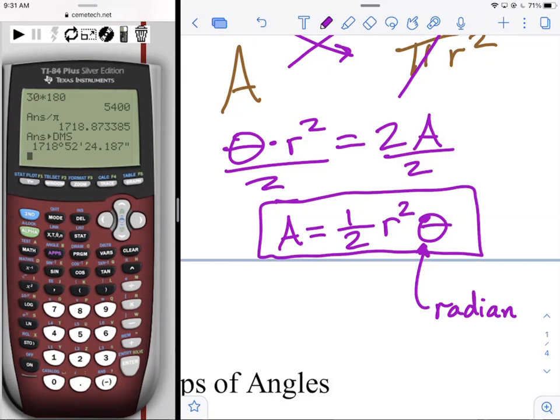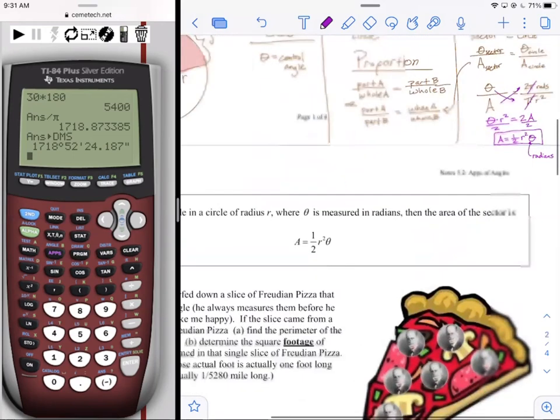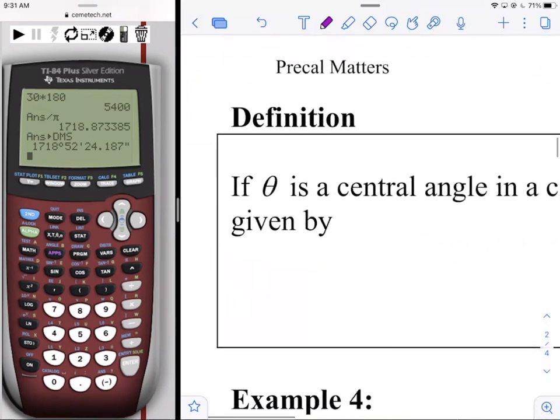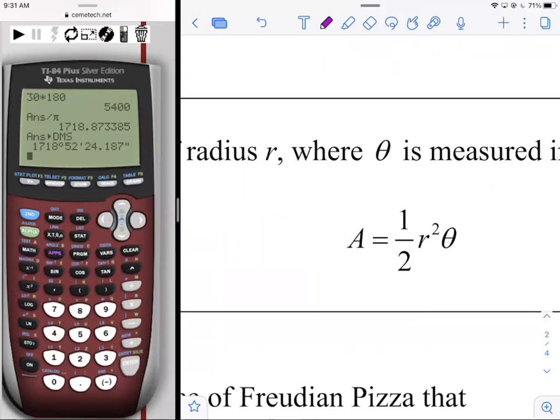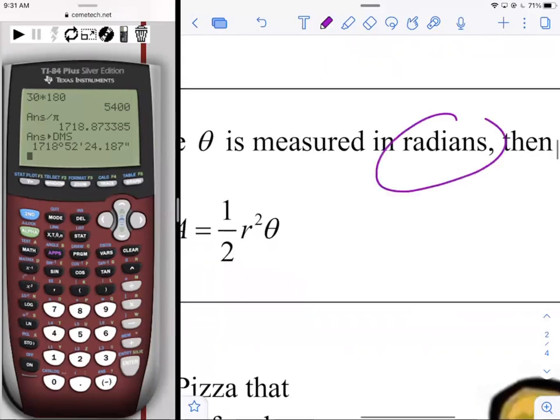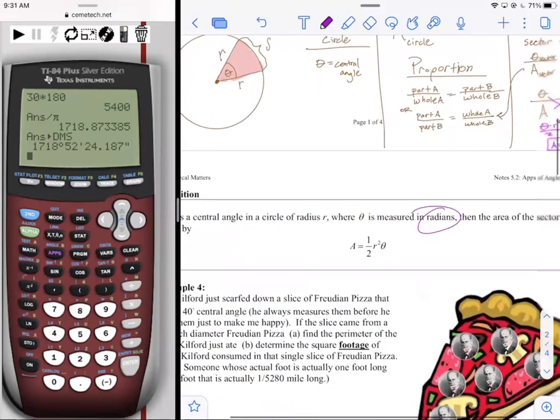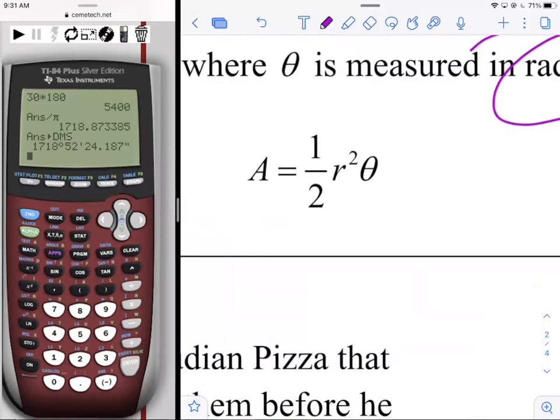Anyway, we have to use radians there. We have to use theta in radians or the units don't work. Okay, so let's go to the box. If theta is the central angle of a circle whose radius is r, theta is measured in what? Radians. Then the area of a sector is this: area equals 1/2 r squared theta. There it is, there's the formula.